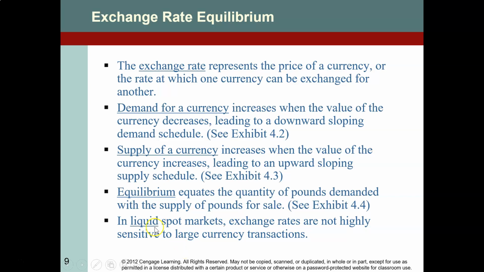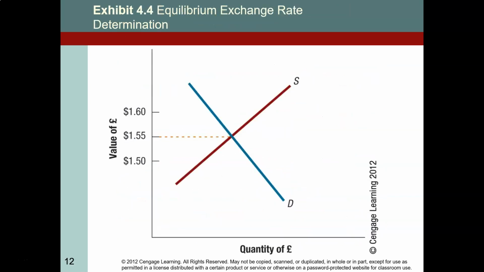And in liquid spot markets, exchange rates are not highly sensitive to large currency transactions. Okay, so when our information is fully efficient and the market is very liquid, we already have the equilibrium price in the market. So even when large transactions occur, it wouldn't affect the price much. The price would just not be as volatile, and will be somewhat stable at this equilibrium value.